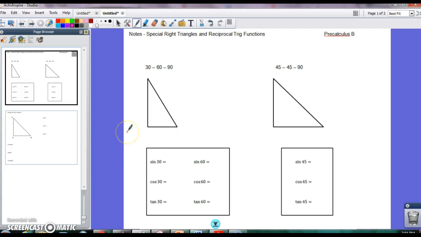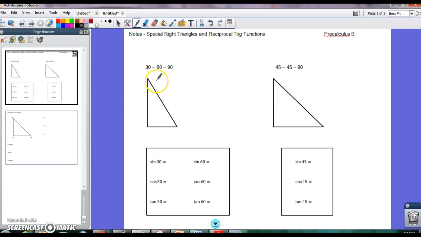Hi folks, today we're going to talk about special right triangles and reciprocal trig functions. Two different topics, but both really important because these are the foundations of trig that you're going to use throughout all of the different units that we do with trigonometry. So we'll start with our special right triangles first.